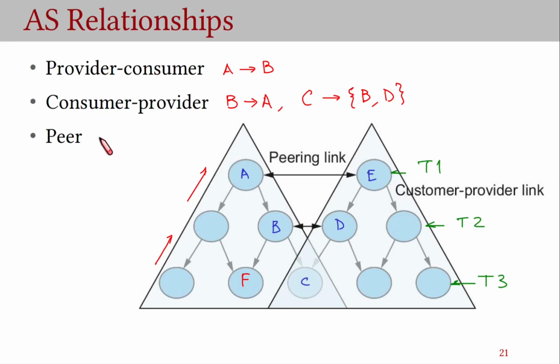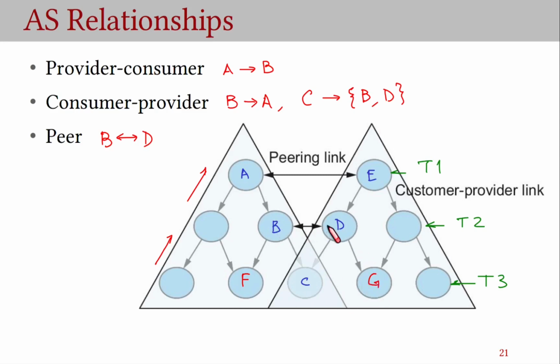And the third is the peer relationship. So let's just focus on the B to D and D to B relationship. In this case, the policy would be that B would advertise the routes it learned from its customers, namely F and C, to D. And D will do the same. So it's going to advertise the routes it learned from its customers C and G to B.